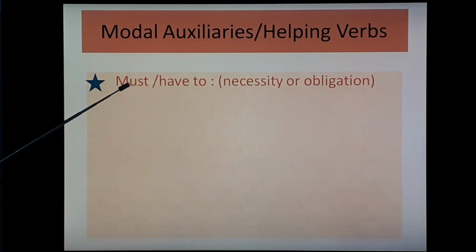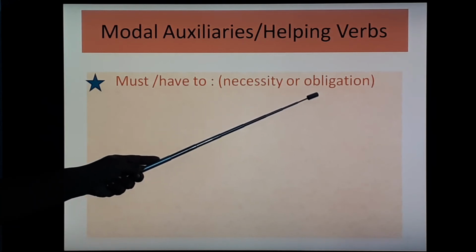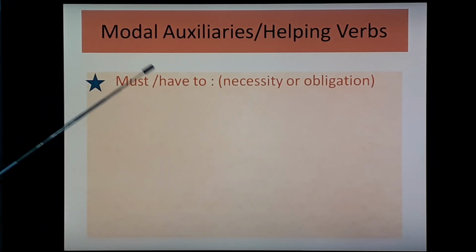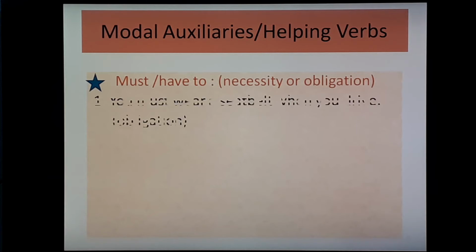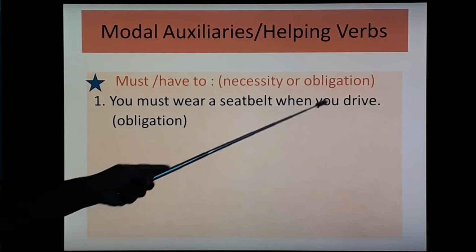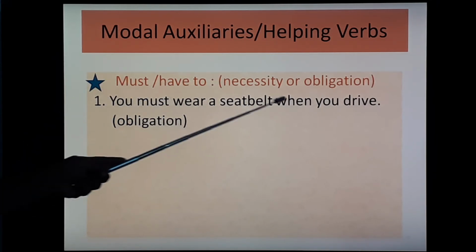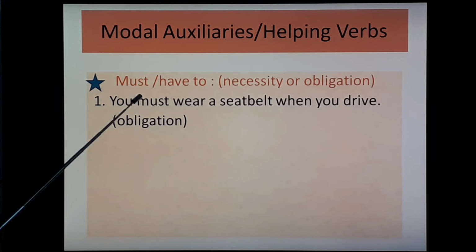Next, must or have to. So when you have to use, if necessity is there or obligation is there, then you have to use must or have to. First, you must wear a seat belt when you drive. So here obligation, it is your duty, it is your responsibility. That is why here must is given. Compulsory. So you must wear a seat belt when you drive. That is why must is given.